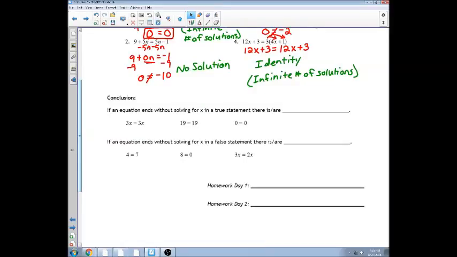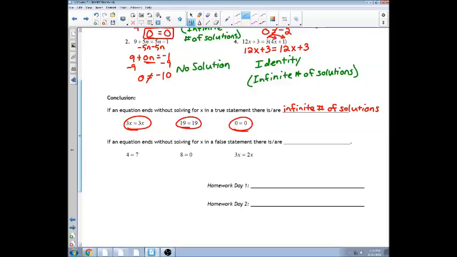the same thing, okay? So in conclusion, if an equation ends without solving for x in a true statement like 3x is equal to 3x or 19 is equal to 19 or 0 is equal to 0, then there is or slash are an infinite number of solutions.